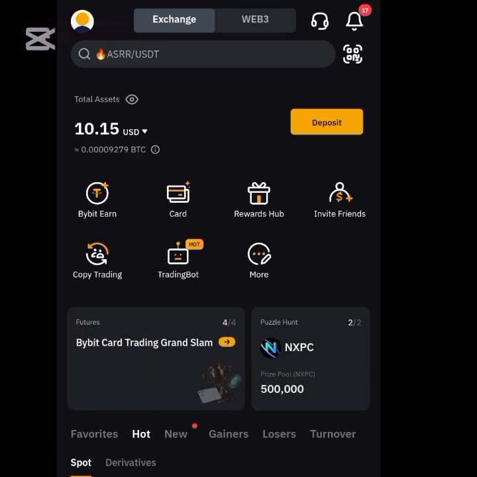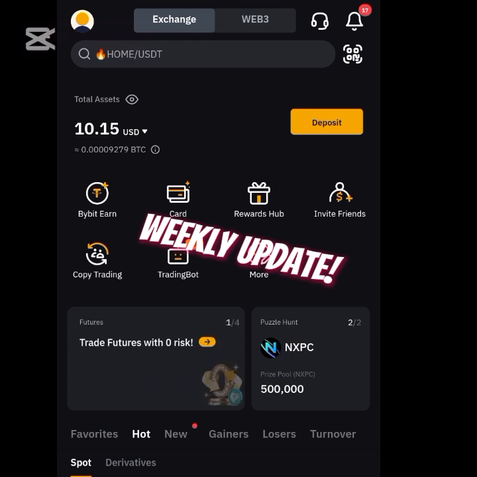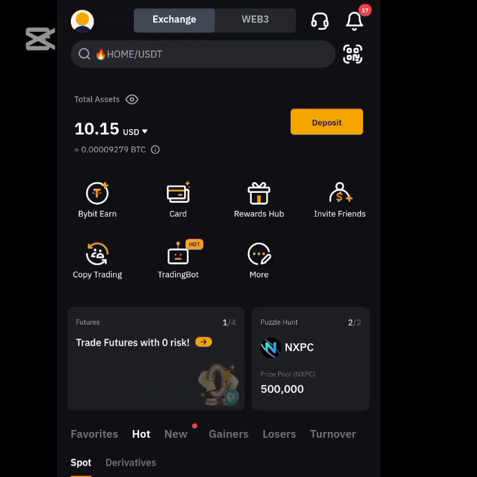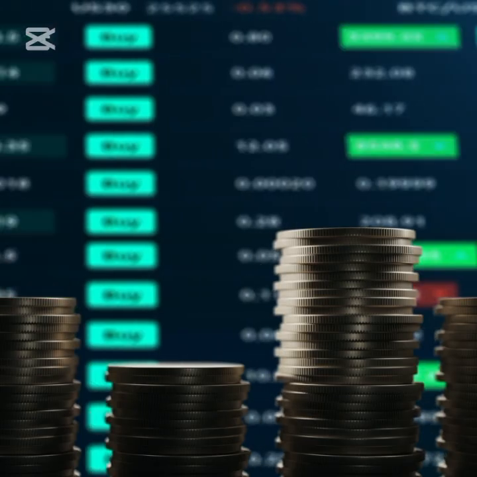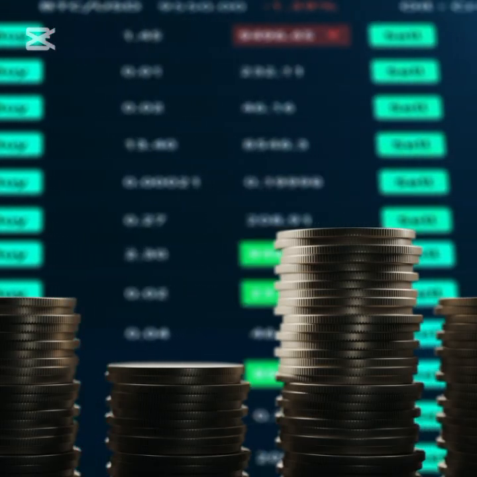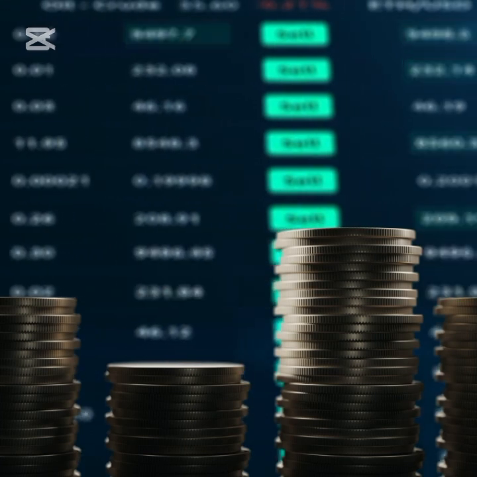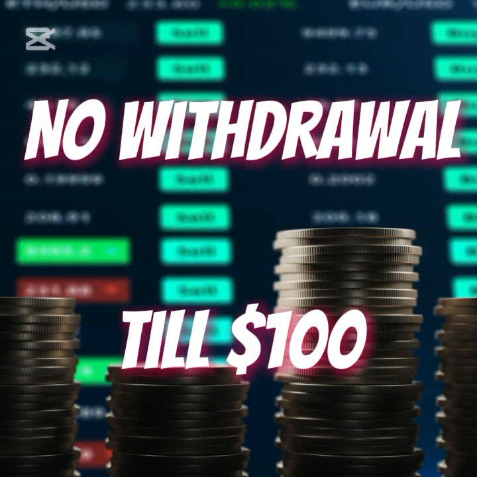Every week I'll update you on the account until we reach $100. And if there's any loss, I'll still update you guys. If there's profit, I'll update you guys, and you'll see how it goes. We'll be compounding this account. Basically, any profit we make, we won't be withdrawing. We'll be compounding until we reach $100.